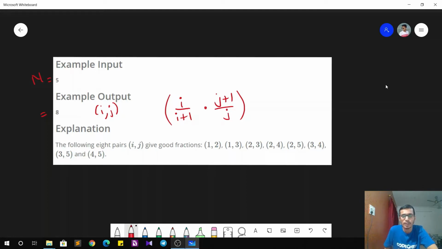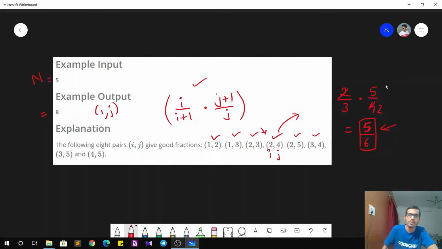To demonstrate the evaluation, let's pick a random pair. Let's say for this pair, i is 2 and j is 4. So the expression would look like 2 upon 3 into 5 upon 4. This evaluates to 5 upon 6, which is indeed a good fraction. So this is one pair. Similarly, if you calculate the answer for all the other mentioned pairs, they would evaluate to a good fraction, not necessarily 5 by 6, but some other good fraction.